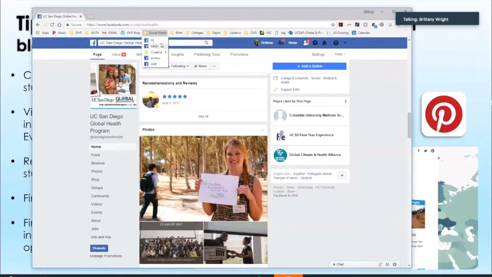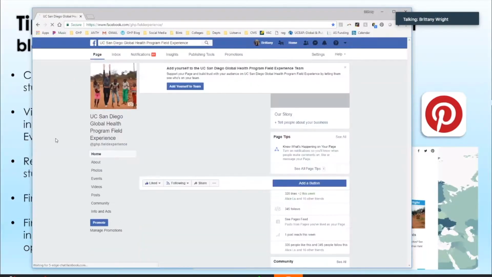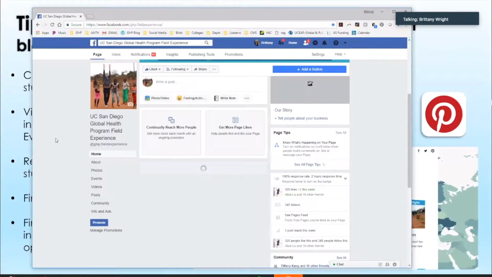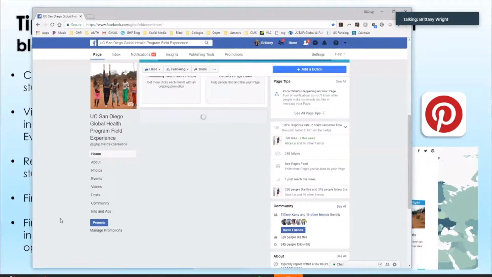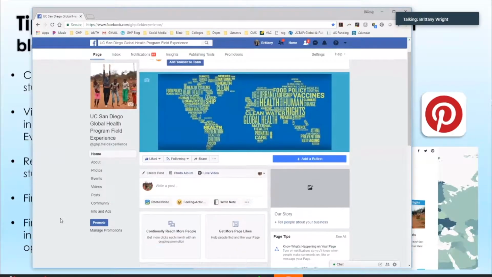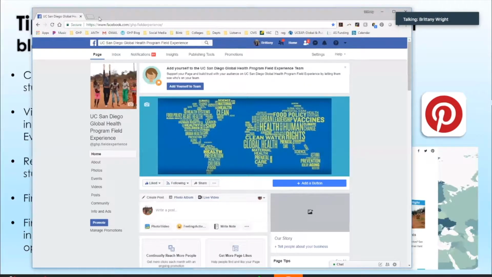Then we also have the Global Health Field Experience page. If you're looking for field experience or study abroad, this is where we'll post information about scholarships for certain study abroad programs. It's taking its time to load here, but this is a place where you'll want to check out as well. So make sure you're following both of those.